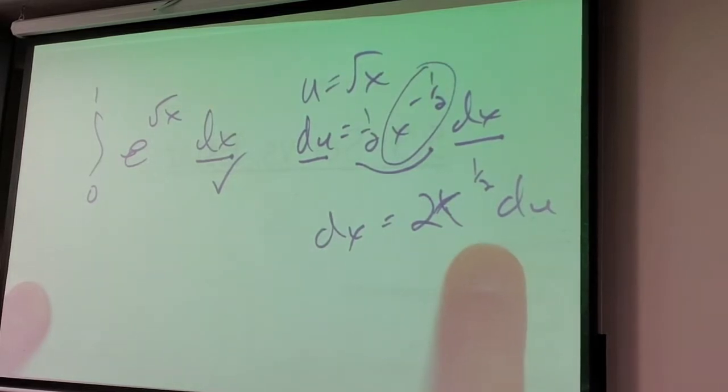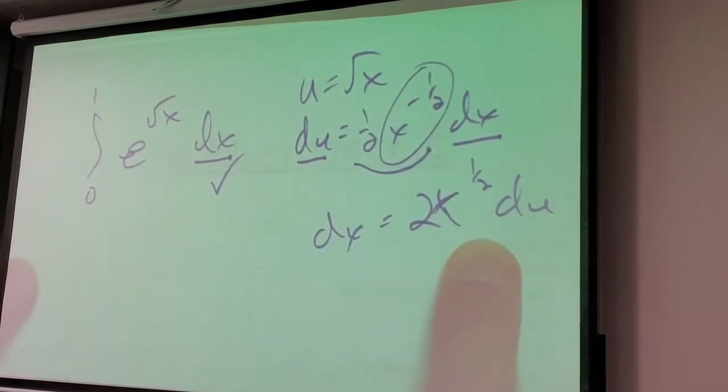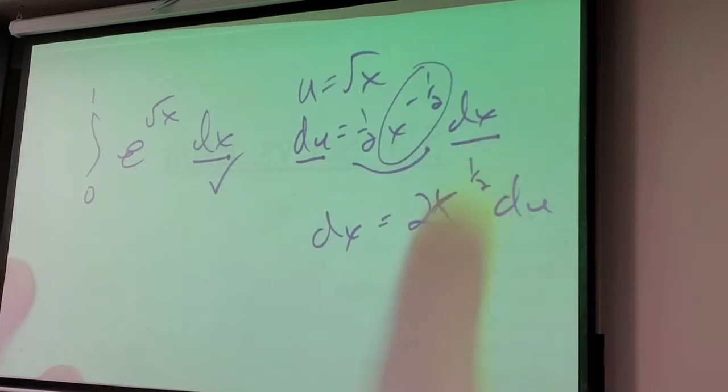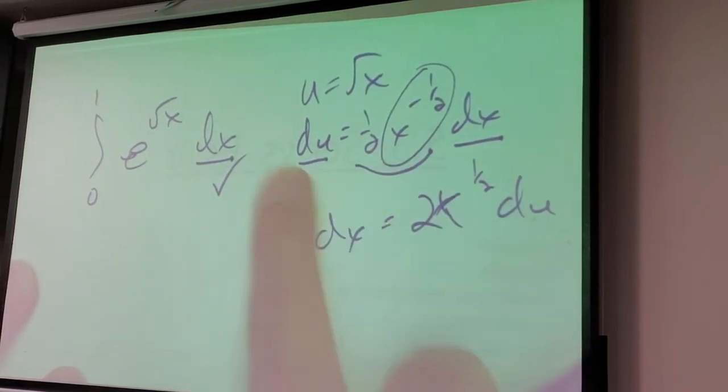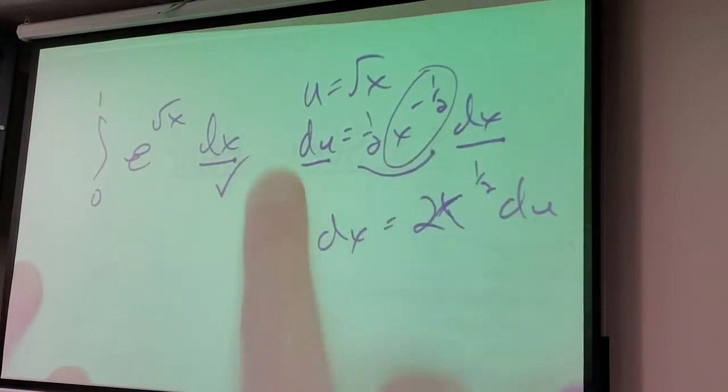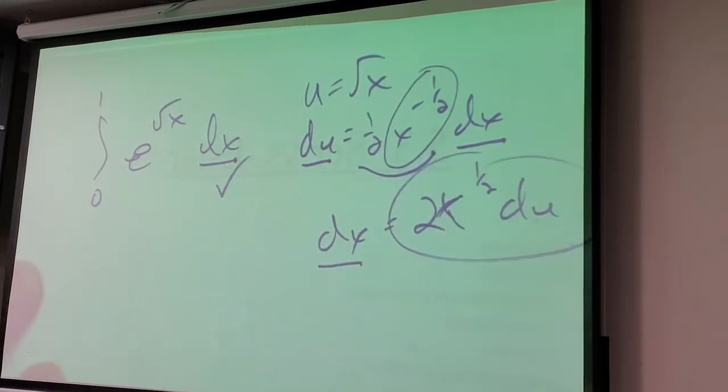But can I do that? Will that get me to where I need to be? You guys cool with that? Can I solve for dx? Multiply by 2, multiply by x to the 1/2, yes? So if I replace dx with this, why is that not good?